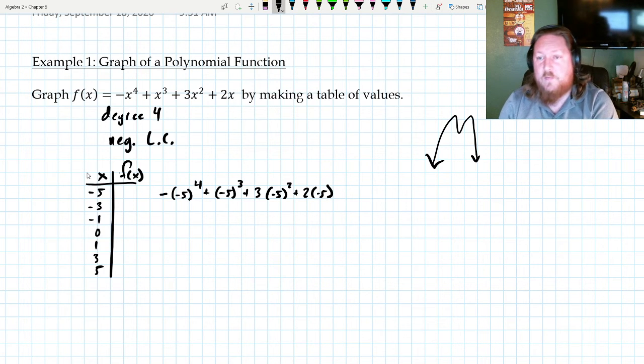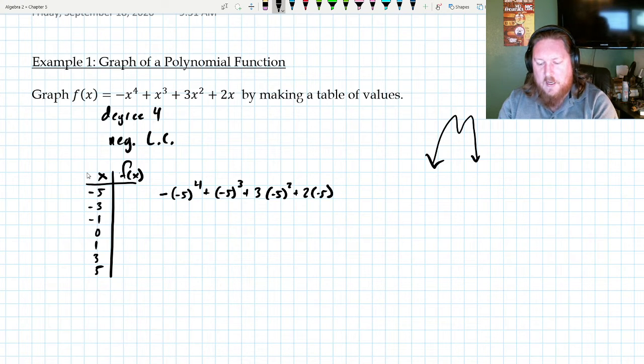Of course, you could also figure this out by hand, but how many people really know what -5 to the fourth power is? Not many. So it's handy to be able to do this quickly in your calculator and get used to it. So I'm going to hit negative parentheses, -5 parentheses, use my little caret, my little up arrow for fourth power, plus parentheses -5 caret to the third, plus 3 parentheses -5, and the parentheses squared, plus 2 times parentheses -5.